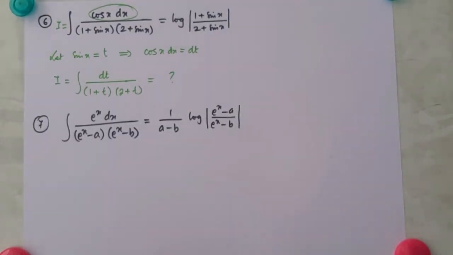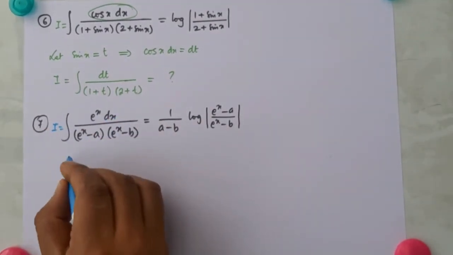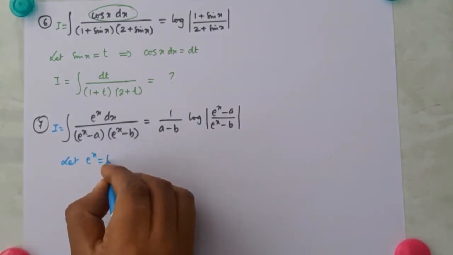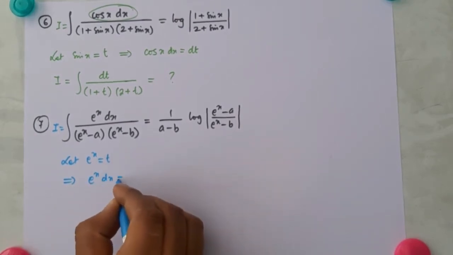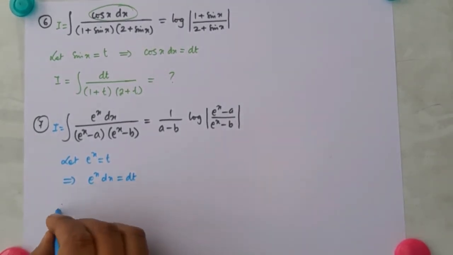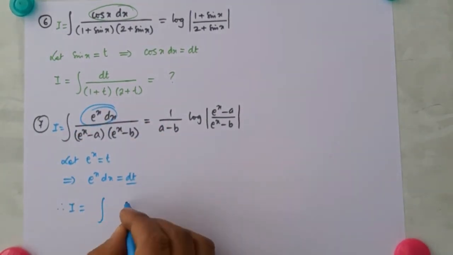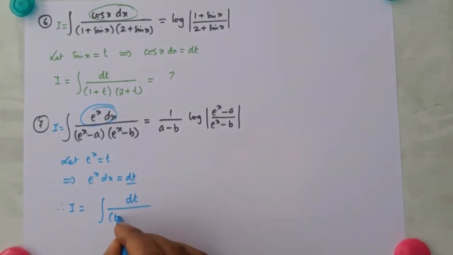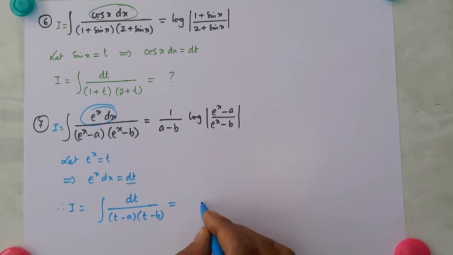So next again we'll have the same kind of integral here. If you call this I, again do the substitution. So in this case you take e to the power x is equal to t. Now differentiate this, you will get e to the power x dx equals dt, isn't it? So therefore your integral I will change into dt by, e to the power x is t. So this becomes t minus a into t minus b, and after that you will do it by yourself.